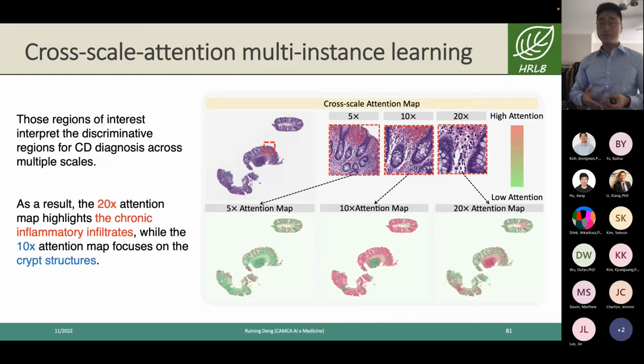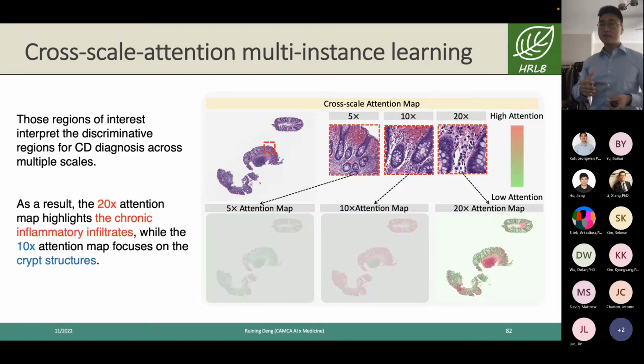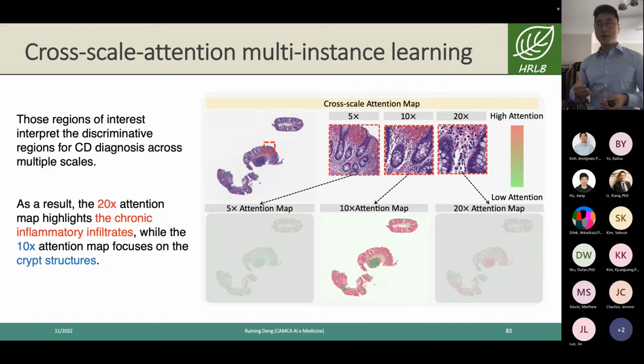Since we have the attention maps across the scales, we can do attention map visualization to show the AI-based hints for disease diagnosis. We plot all of the attention maps across 5 times, 10 times, and 20 times. It turned out that in the 20 times attention map, the AI highlights the chronic inflammatory infiltrate, while at 10 times, the AI model highlights the crypt structure. So we believe this is a kind of explainable AI: the AI believes that at 10 times the crypt structure pattern is important, and at 20 times the chronic inflammatory infiltrate is important.